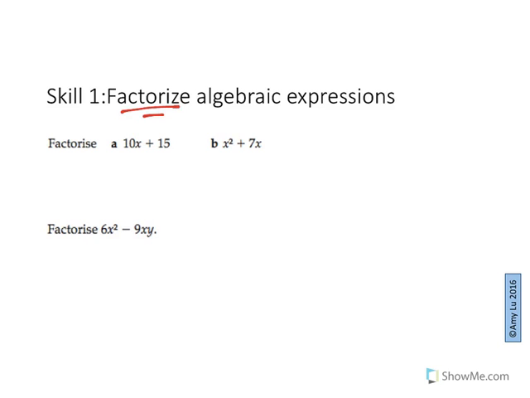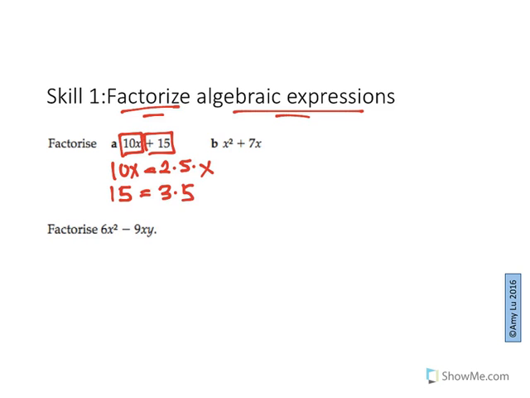In order to factorize algebraic expressions, you're basically finding the highest common factor of the expressions. So if you look at A, you have two terms there, a 10x and a 15. You have to find the highest common factor. So if we break apart 10x, it's the same thing as saying 2 times 5 times x. If you break apart the 15, it's the same thing as saying 3 times 5. So what's the highest common factor? 5.